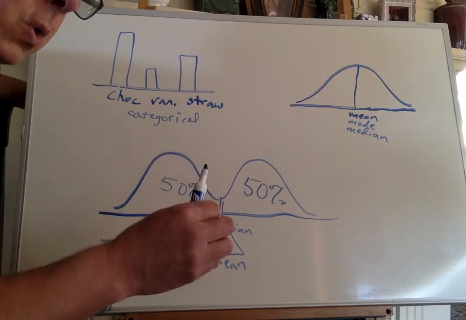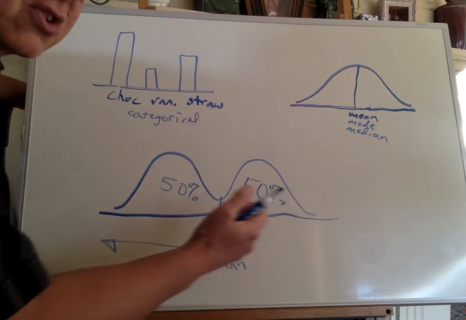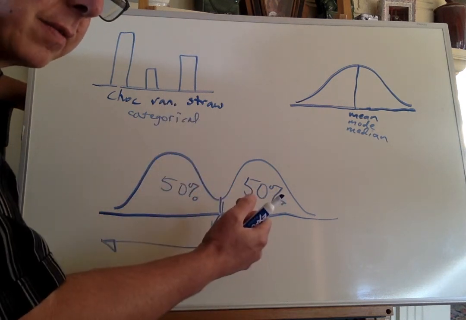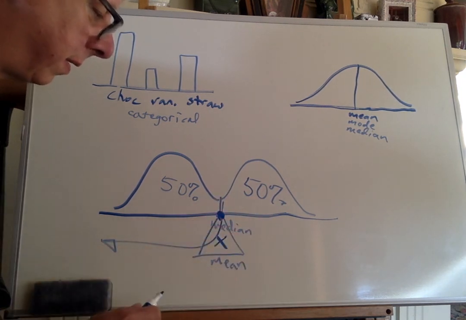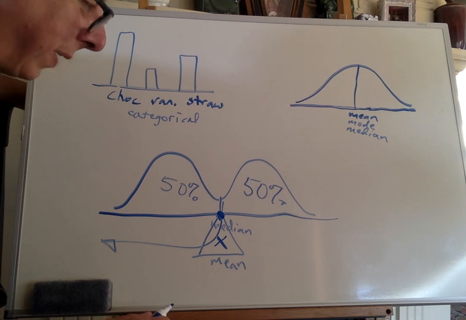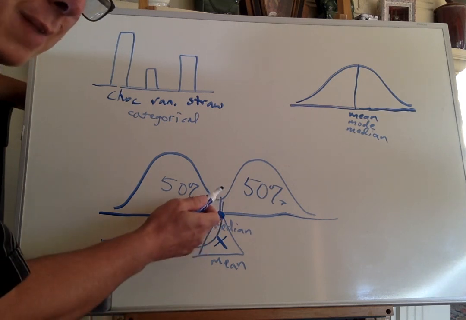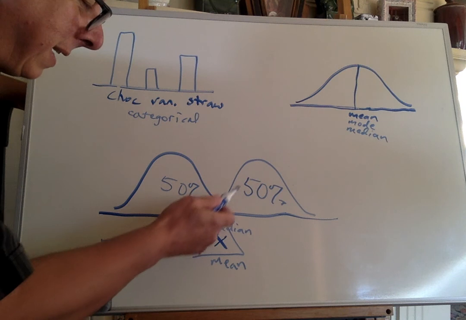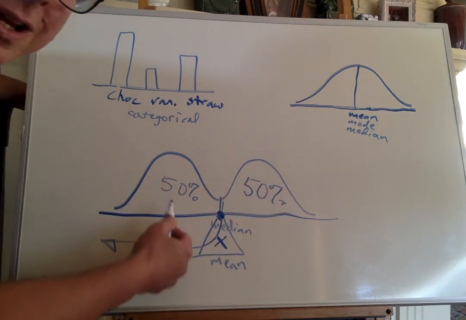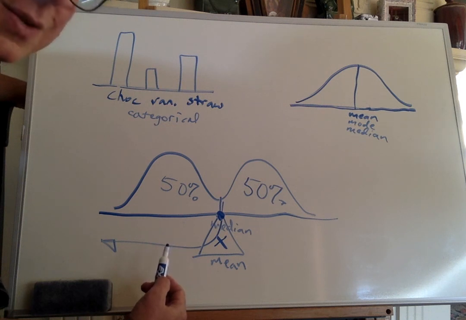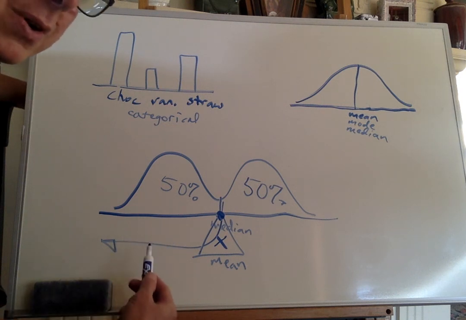Keep your goal in mind. I want to describe this data set. If I use the mean to describe it, this number, boy, is it the balance point? Yes. Is the median here? Yes. But it doesn't tell me much about what's going on out here, right? And so it's not a very good descriptor.